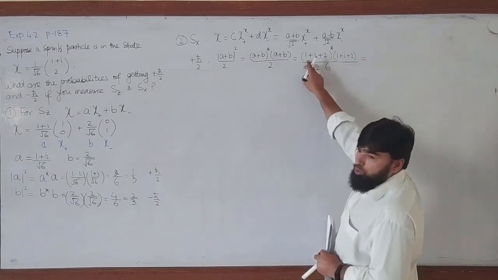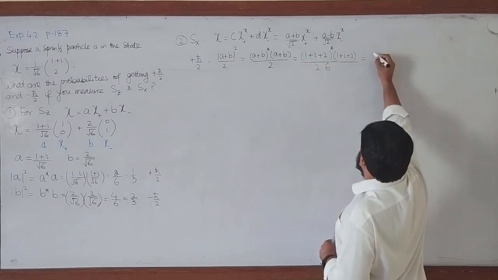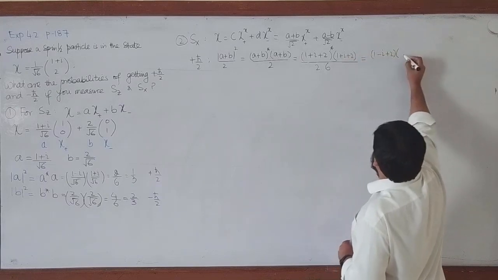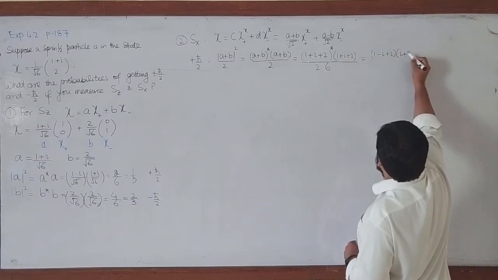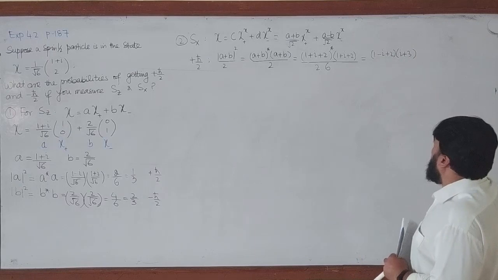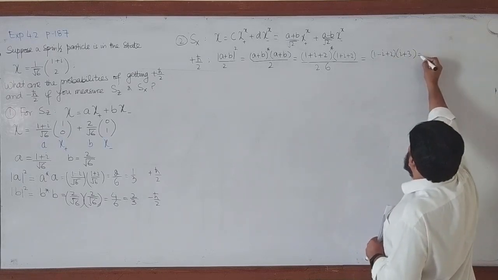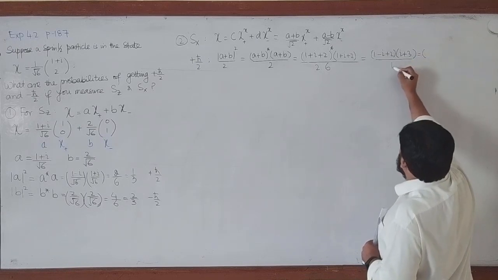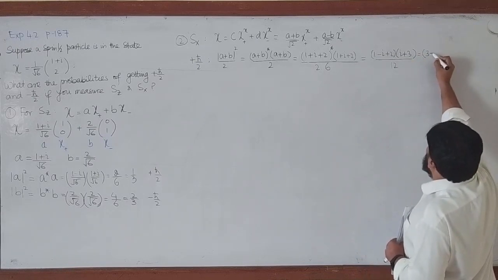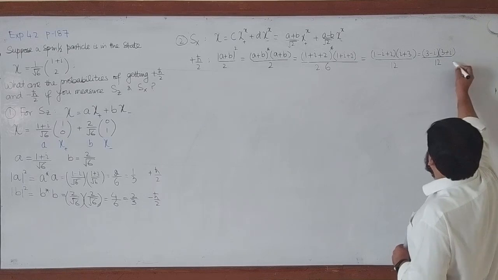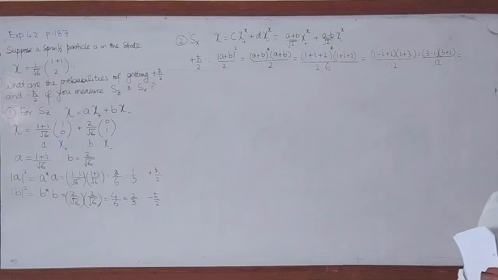When you take conjugate of this one, what will it be? 1 minus I plus 2, and this will be I plus 3. So this is 3 minus I by 12. This is 3 minus I, and this is 3 plus I by 12. A square minus B square. So what will it be?